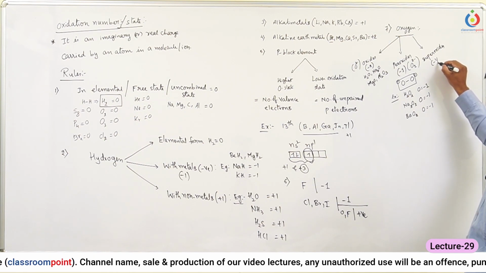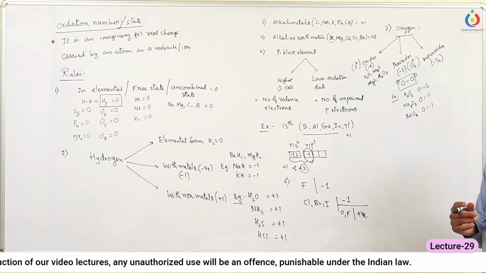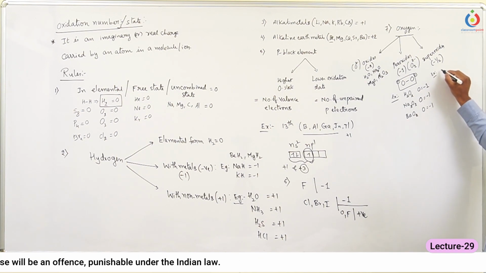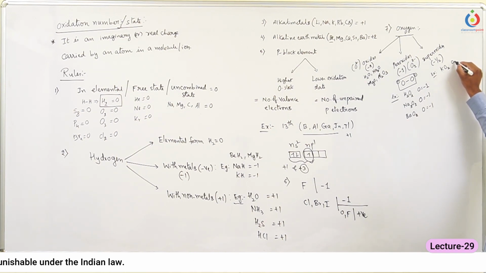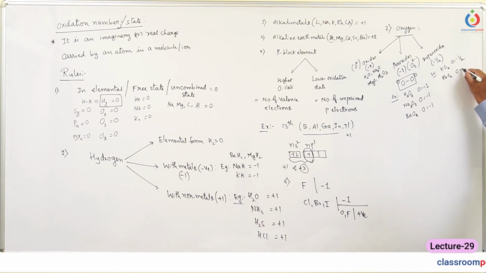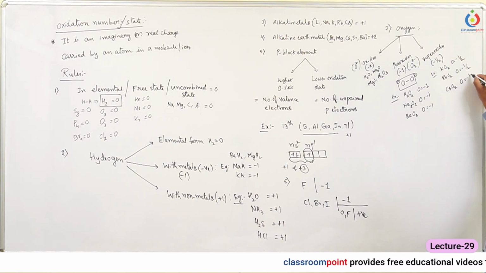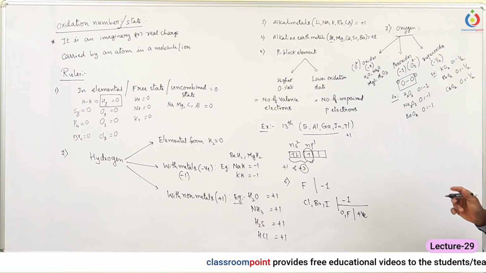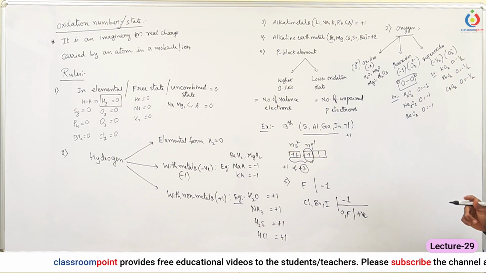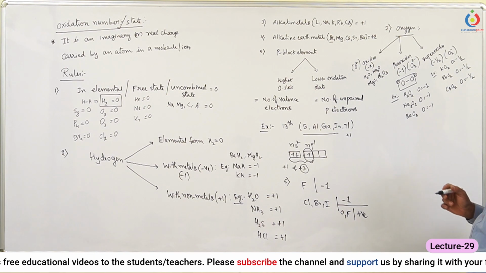Next one, superoxides. In superoxides, oxygen exhibits the -1/2 oxidation state. Usually superoxides are formed only by the first group elements. So examples: KO2, oxygen oxidation state is -1/2. RbO2, oxygen oxidation state is -1/2. Again CsO2, oxygen oxidation state is -1/2. These are all called superoxides. Superoxide ion is O2-. Means two oxygens together are getting the -1 charge. Each oxygen will get the -1/2 charge.